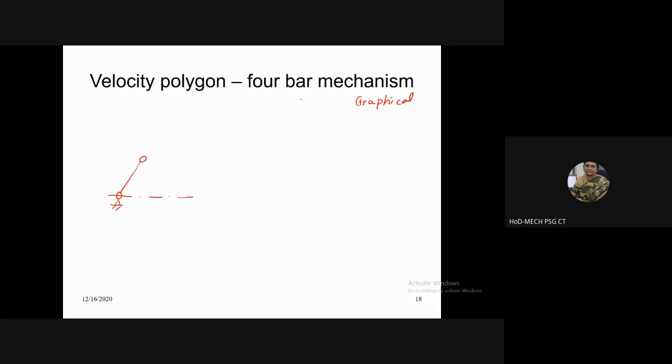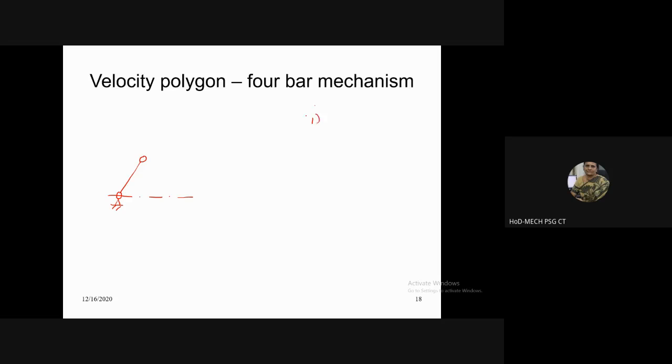It is the relative velocity method. Under that graphical method, you can also have a vector analytical method that we are not doing today or immediately. So for the relative velocity method, the graphical technique is what we are going to do, in which we will be drawing the velocity polygon to complete the velocity analysis.